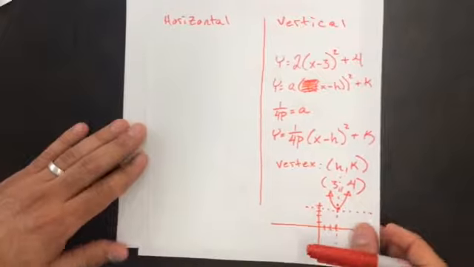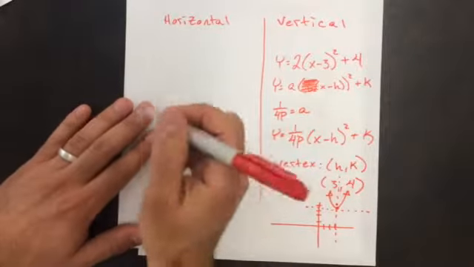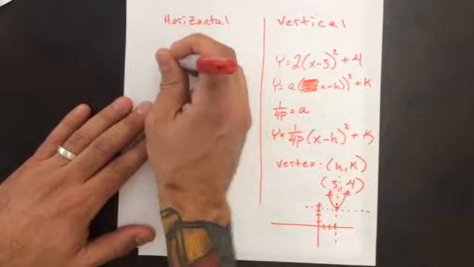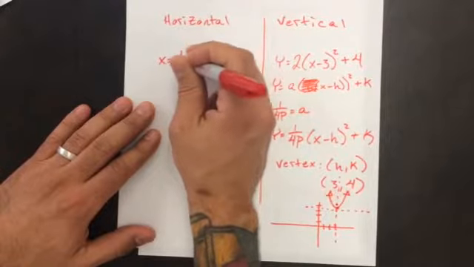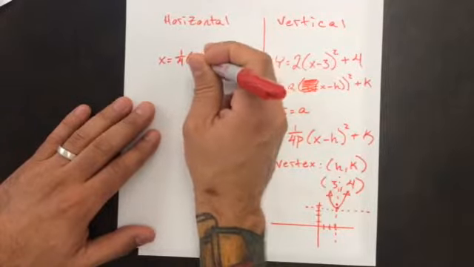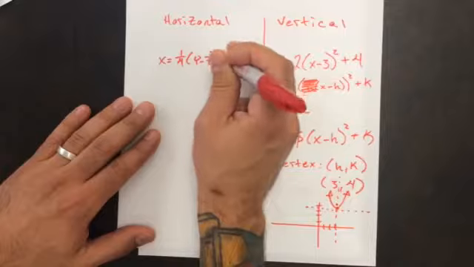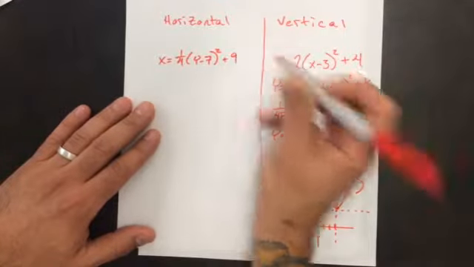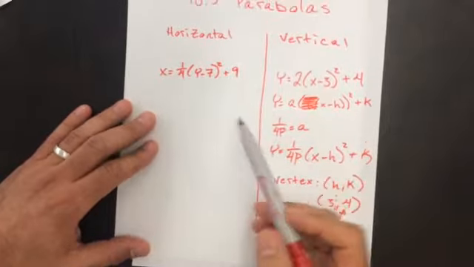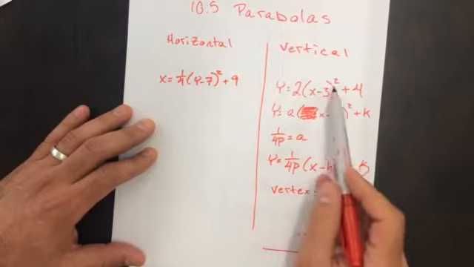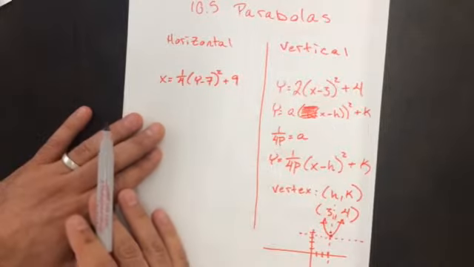So now we're going to do horizontal. Horizontal is going to be very similar, but it would look like this. So notice what changed here. On the vertical one, my x is squared. On the horizontal one, my y is squared.